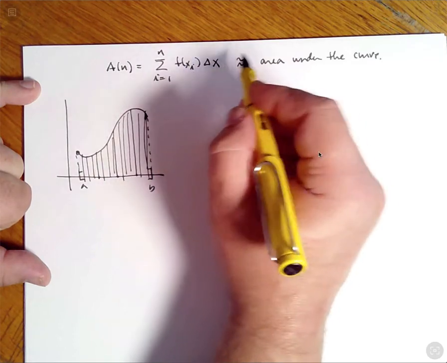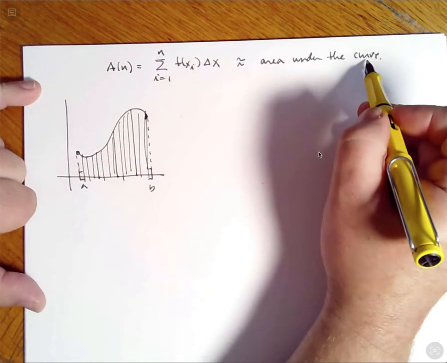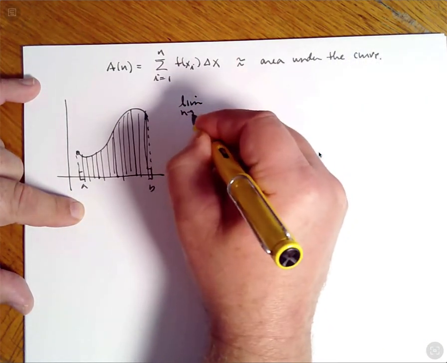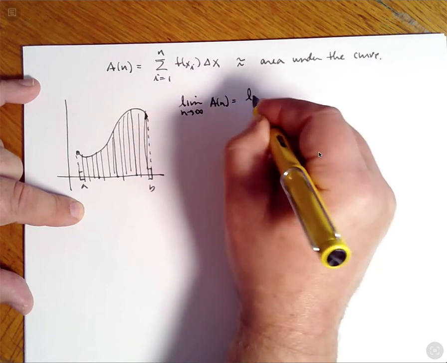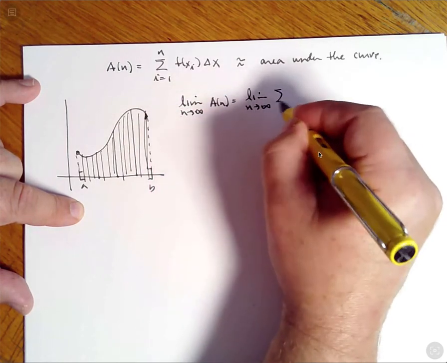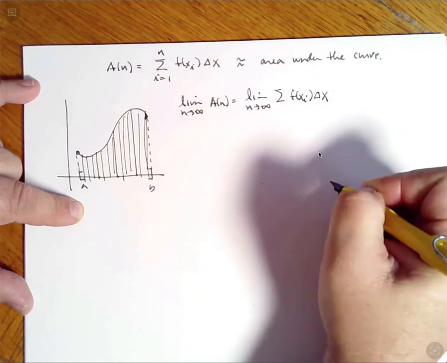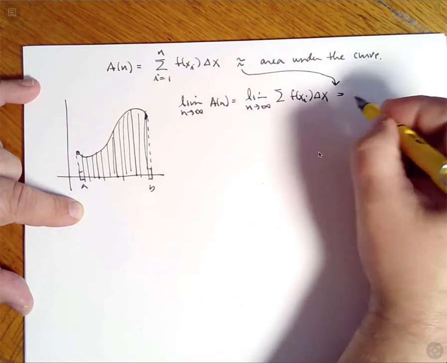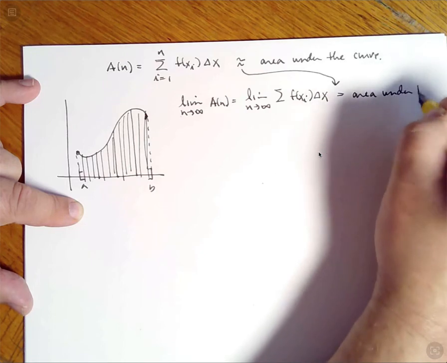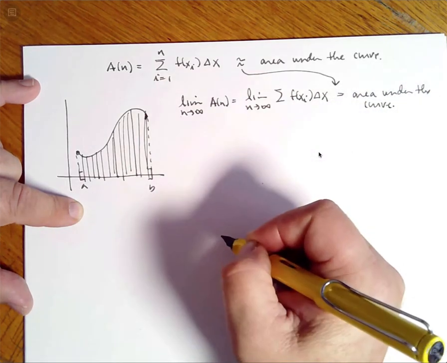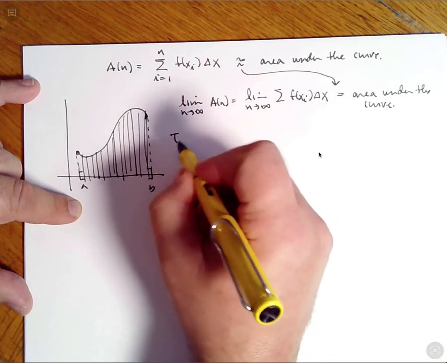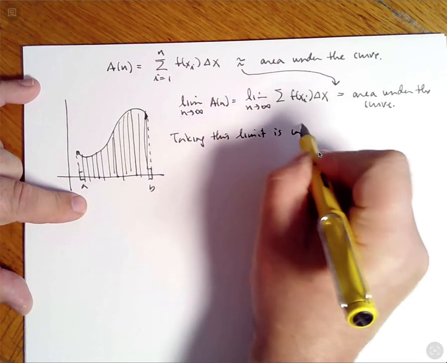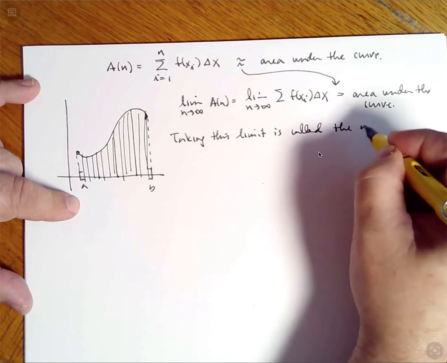And in fact, if we take the limit of both sides, the limit of the area under the curve is just going to be the area under the curve. But if I take the limit as n goes to infinity of A_n, which is the limit as n goes to infinity of this sum, this approximation becomes an equality. And taking this limit historically is called the method of exhaustion.